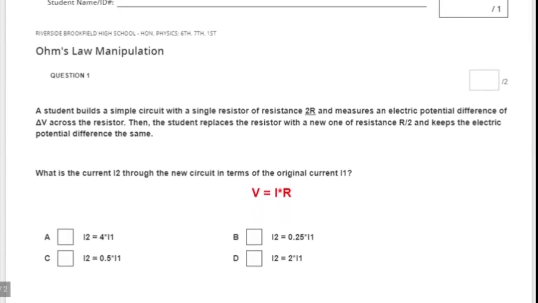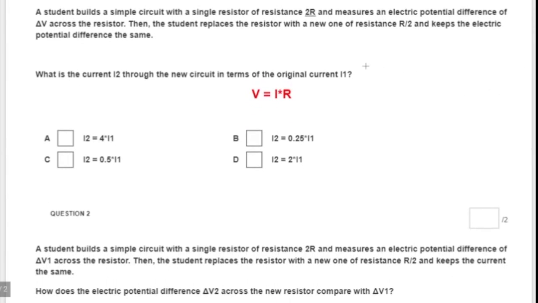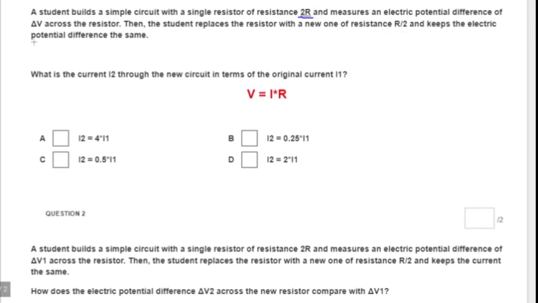First question says, a student builds a simple circuit with a single resistor of resistance 2R and measures an electrical potential of delta V across the resistor. Then the student replaces the resistor with a new one of R over 2 and keeps the electric potential difference the same. What is the current I2 through the new resistor in terms of the original current I1?